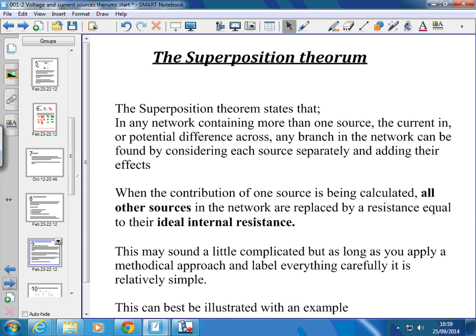I've got a wordy description of what the superposition theorem is, and then we'll go through an example. I believe through my slides, this example is used in superposition, Norton's and Thevenin's to show how the three different techniques essentially give you the same answers, but they're different ways of analysing a circuit.